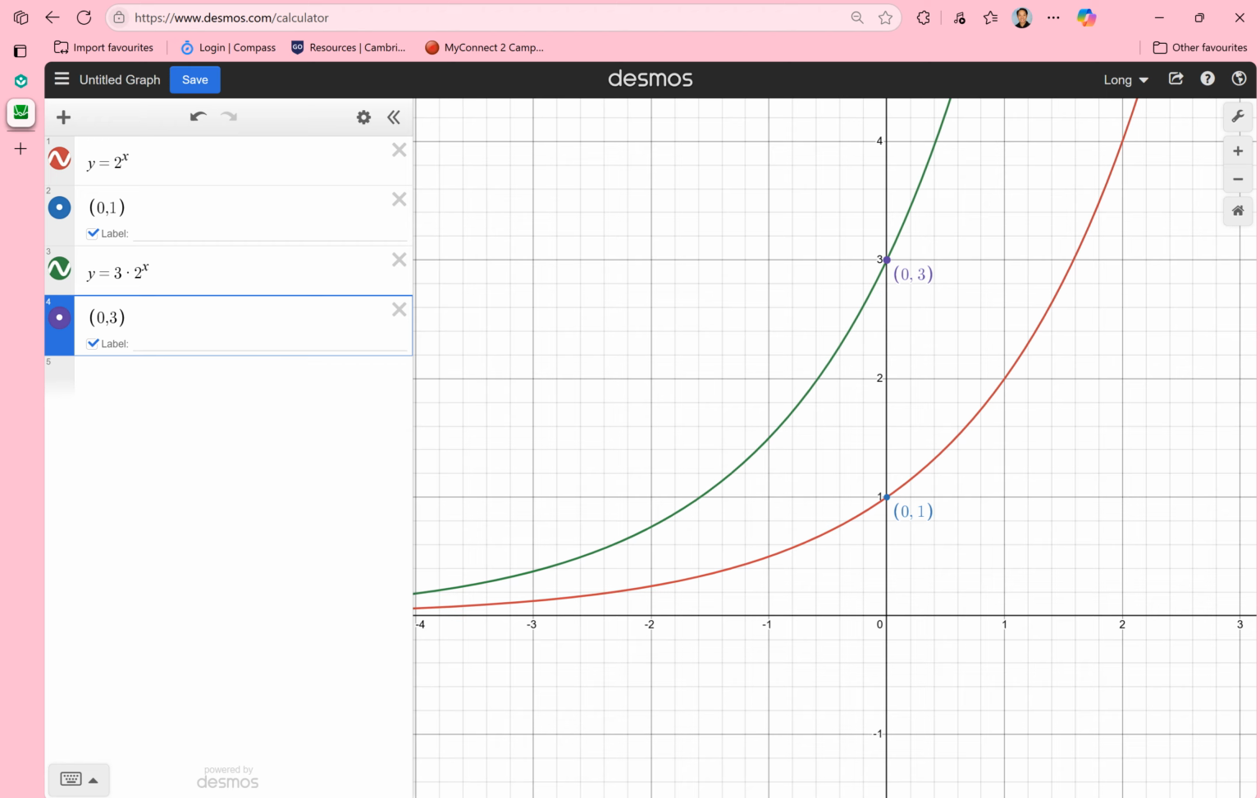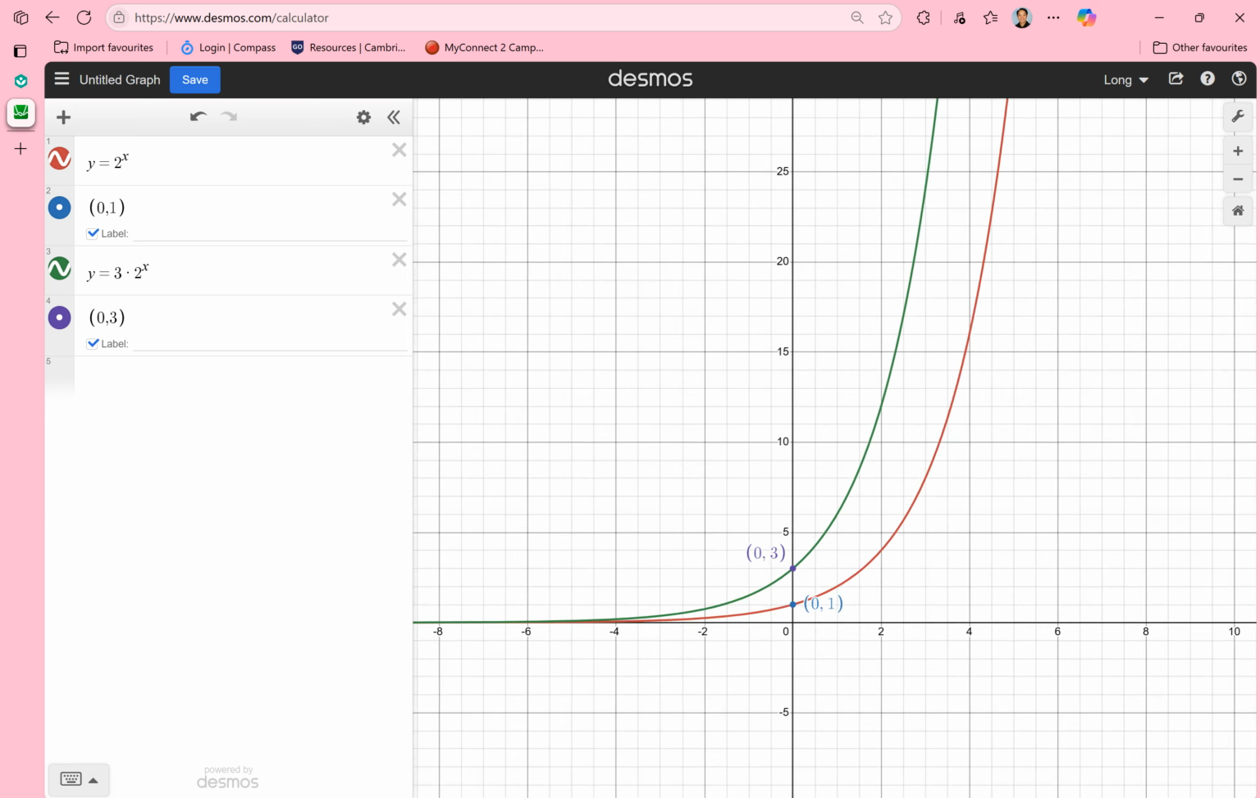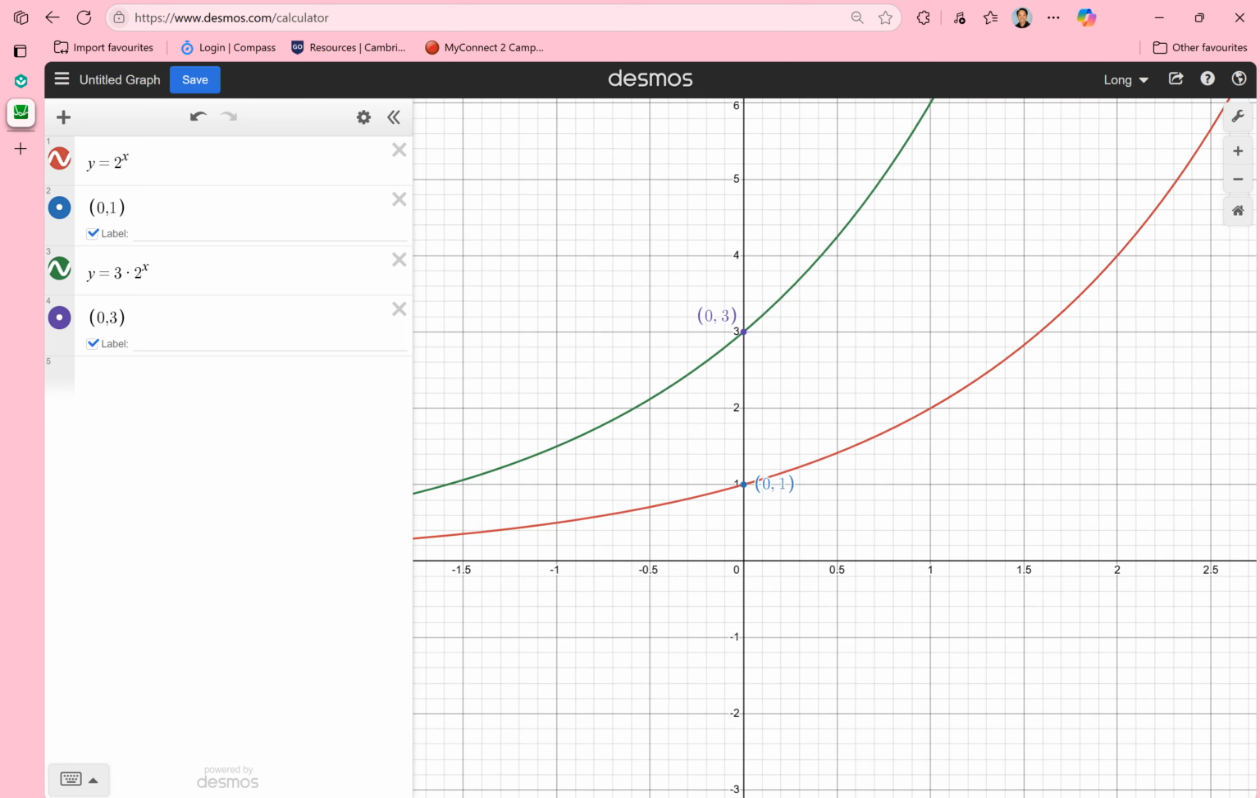Versus if I did a horizontal stretch. So if I zoom out, that's what a vertical stretch looks like. It gets a bit taller. But watch what happens when I do a horizontal stretch now. Okay? A horizontal stretch means I'm going to multiply the x values. So a horizontal stretch, which you might get confused by here, but it's okay.